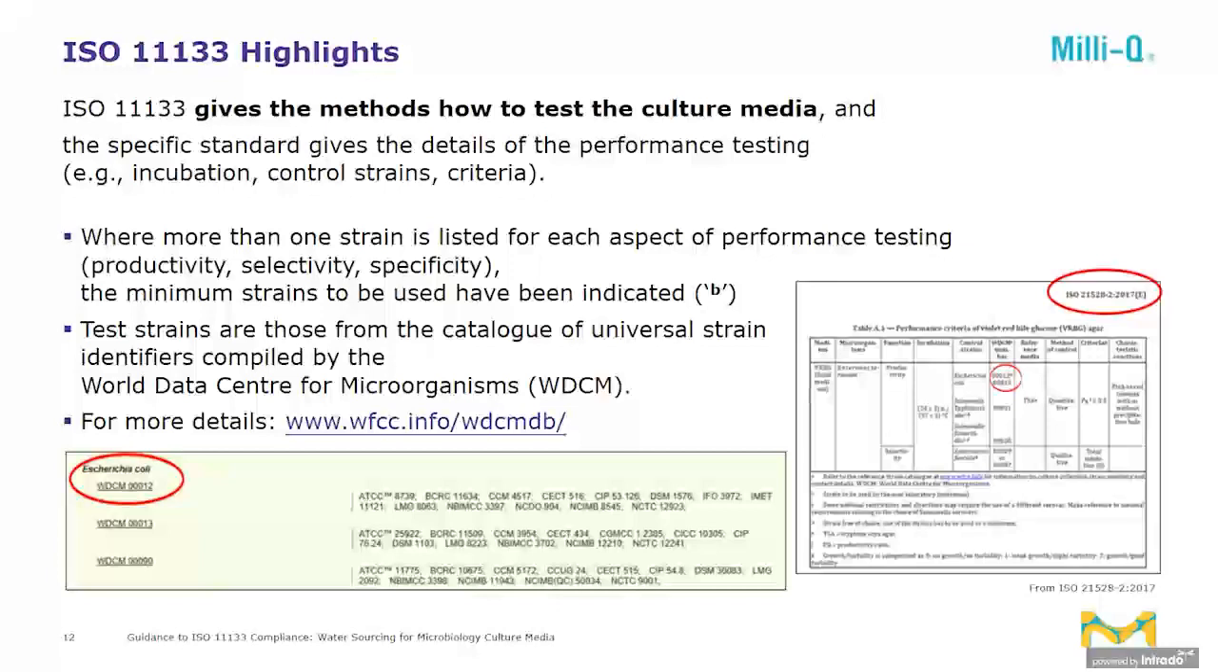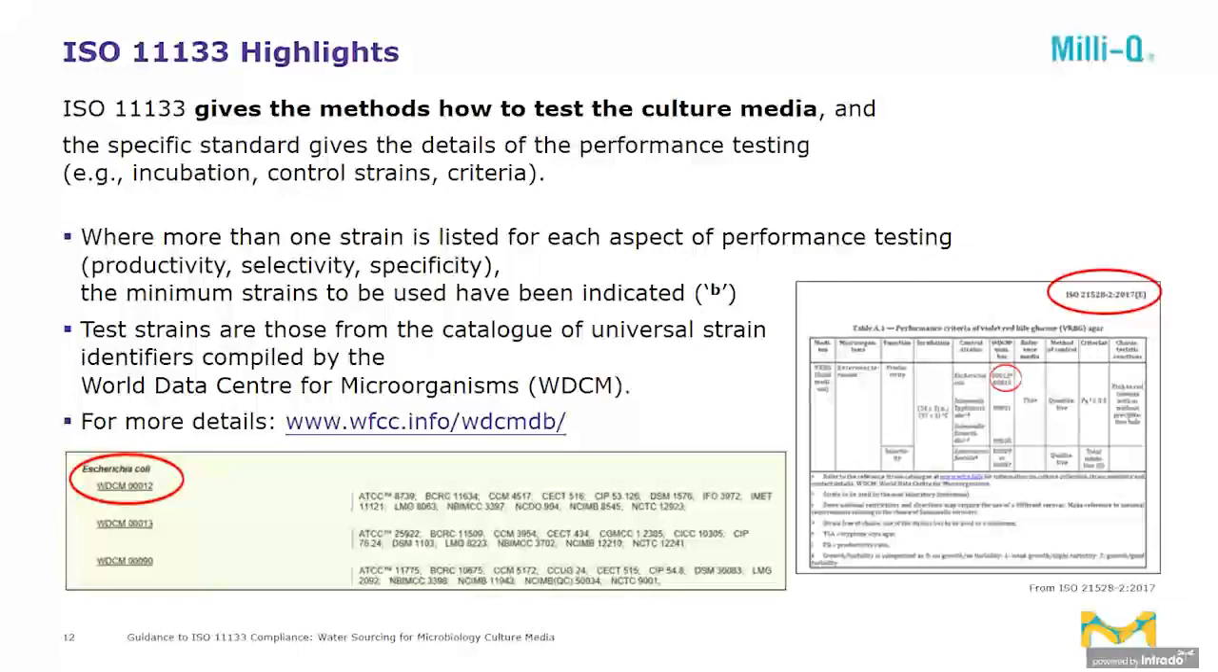The test strains are those from the catalog of universal strain identifiers, which are compiled by the World Data Center of Microorganisms, the so-called WDCM. More details on the WDCM strains you can find on the website. The WDCM number is given now in all ISO standards, not only in those for food and water testing, also in standards for disinfections and others. The WDCM strain number, which you can see in the list here at the bottom, for example, for the Escherichia coli, the WDCM 00012.